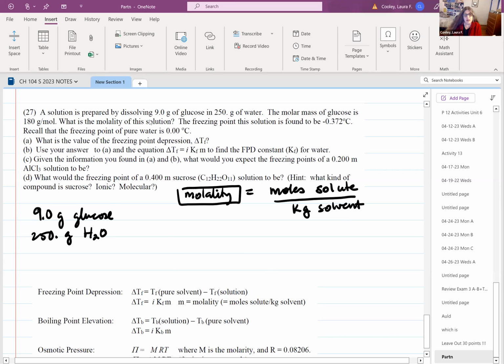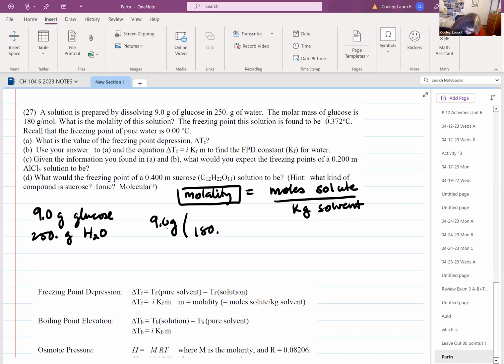So, okay, what is the molality? You should be able to figure that out. Even if you didn't know how to do this problem, you should be able to figure that out. So 9 grams of glucose. You have to know the molar mass, but they give it to you. So that comes out to 0.050 moles of glucose.